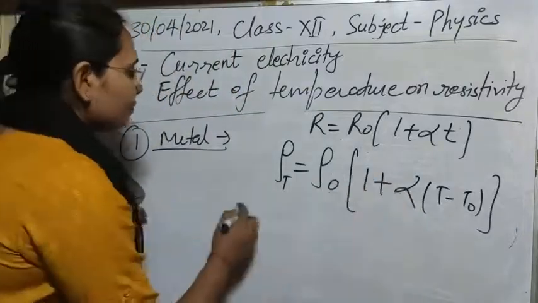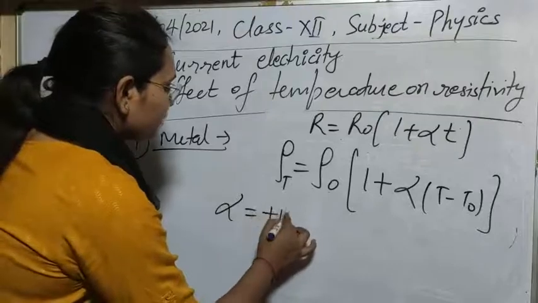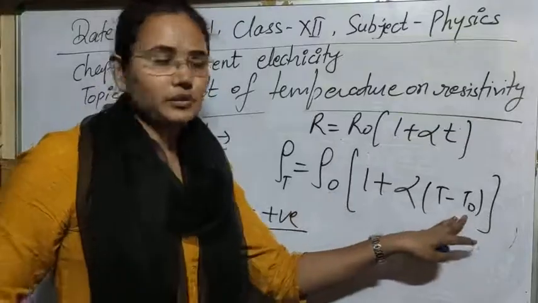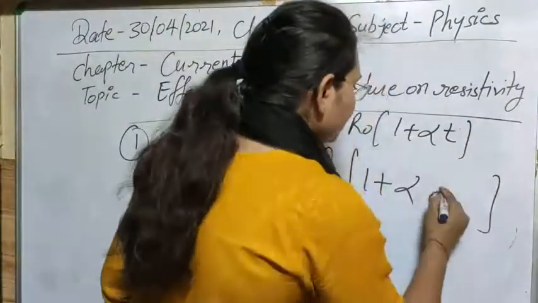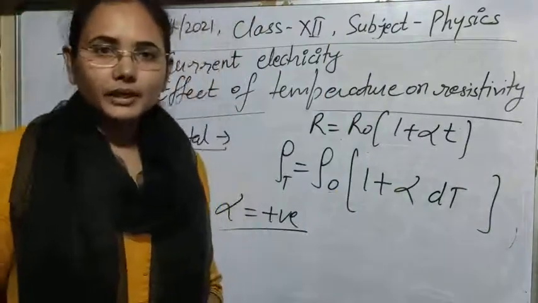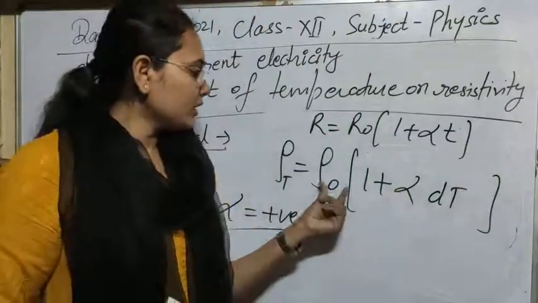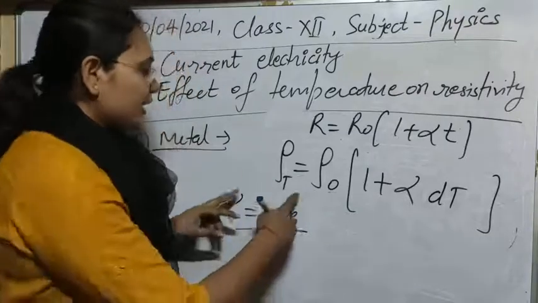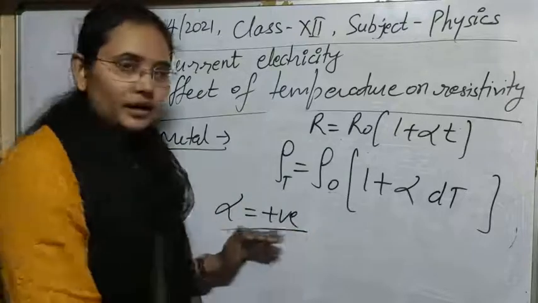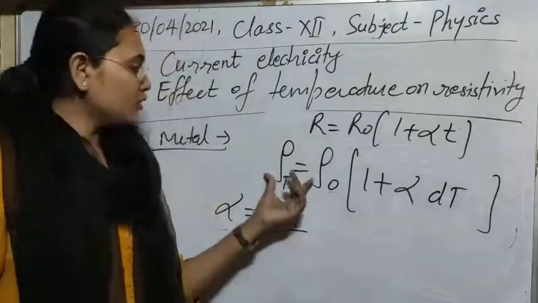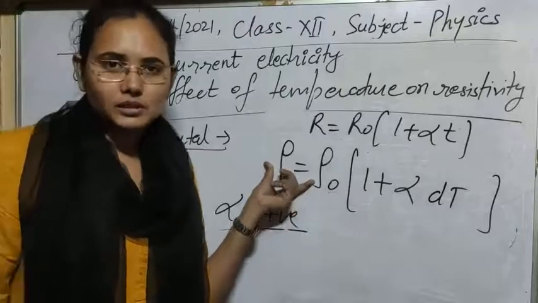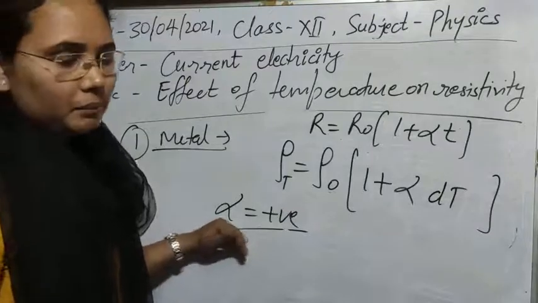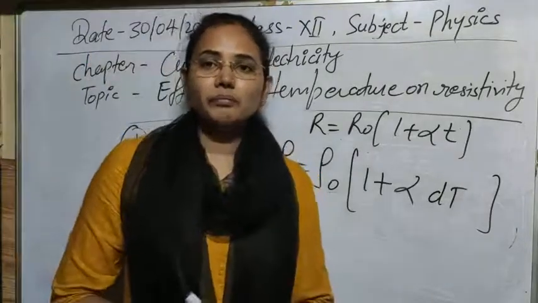Now you can see from this expression that if alpha is positive, then obviously the resistivity will change with change in temperature. Suppose we are changing the temperature by 1 degree Celsius, and if alpha is positive, then the resistivity will also change with that temperature. So for a metal or conductor, as we have already discussed before, alpha is positive, so you can see that resistivity is increasing with temperature. This is our first factor, but it shows different kinds of behavior for different kinds of materials.